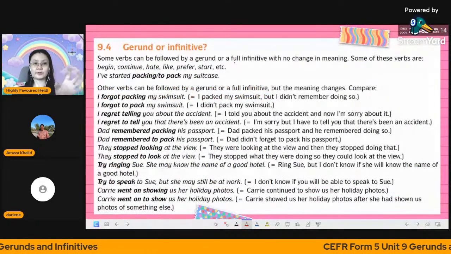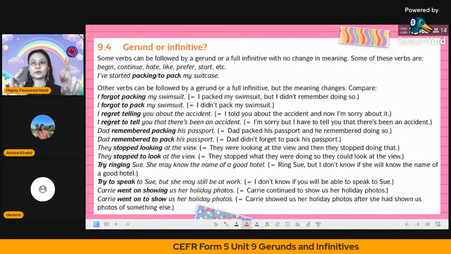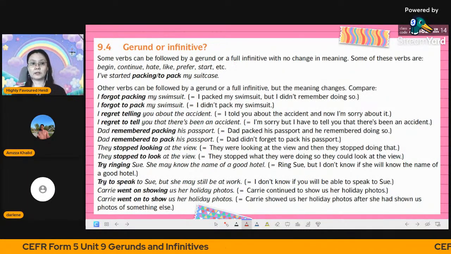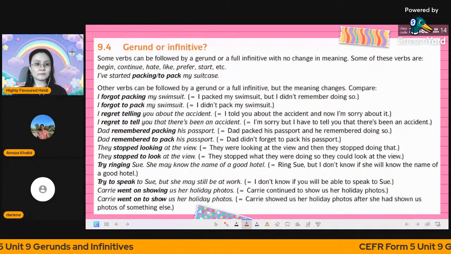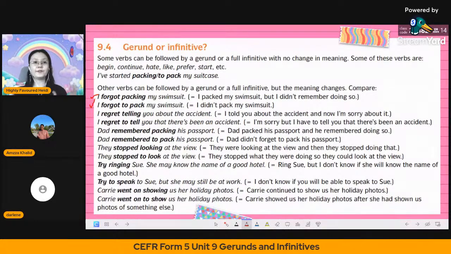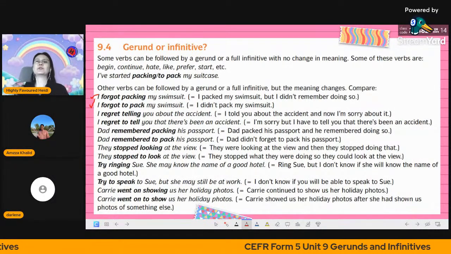All right, so this is all the example. I just give you one, which is like you can use gerund and infinitive, but it means differently. Okay, it's just like the first one. Or like just now, Amza actually has read the one about contacting. This one is this one. I forgot packing my swimsuit. So I packed my swimsuit, but I didn't remember doing so.